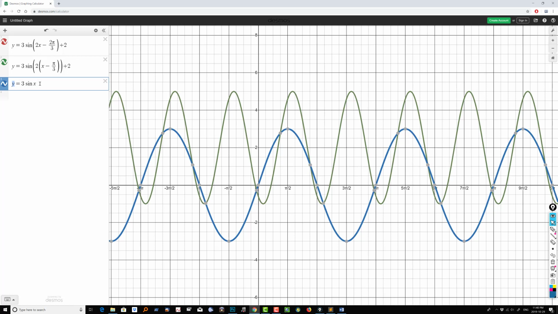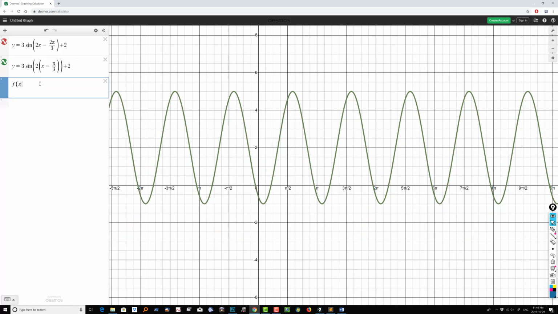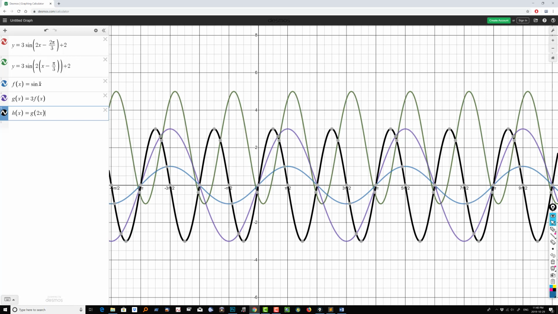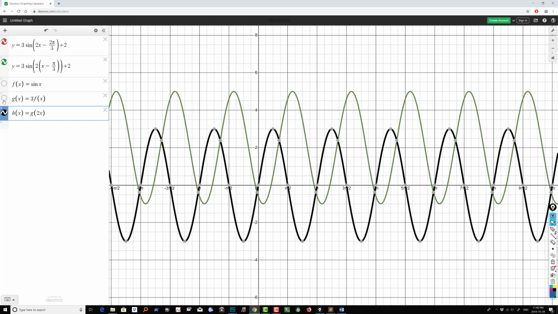So we'll say f of x is equal to sine x. That's the original sine graph. We'll say g of x equals 3 times f of x, which is 3 times as tall. We already took care of that. We'll say h of x is equal to g of 2x, which means twice as skinny. So step by step, we're getting closer to the end result. This 2 means twice as skinny. We're taking care of that.